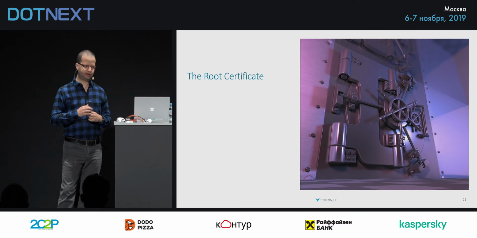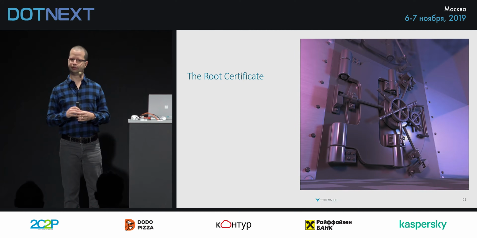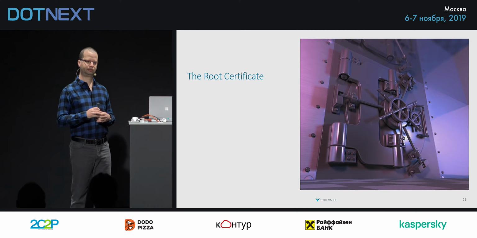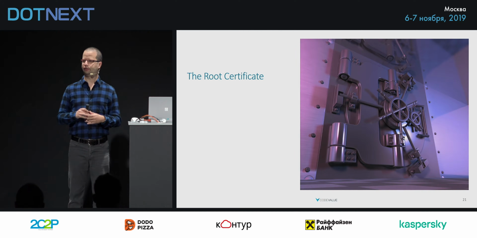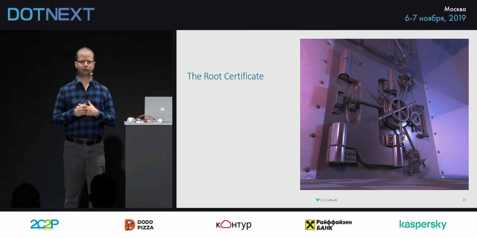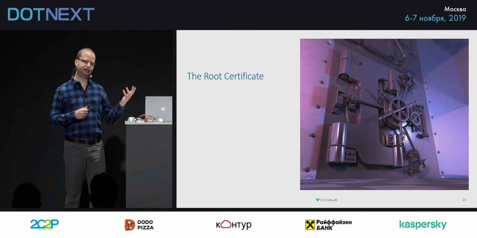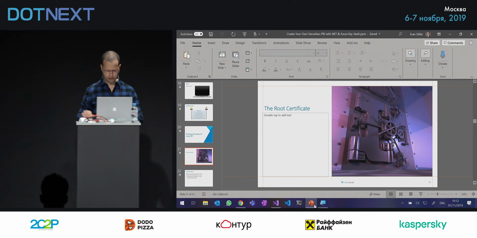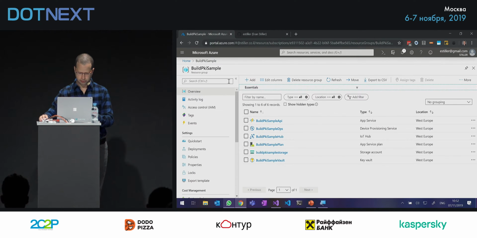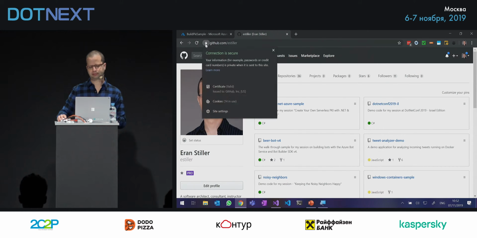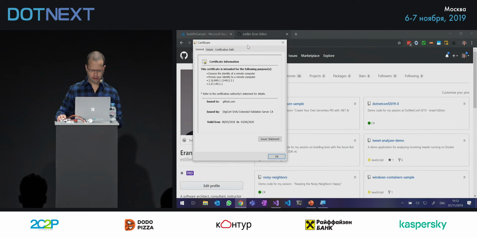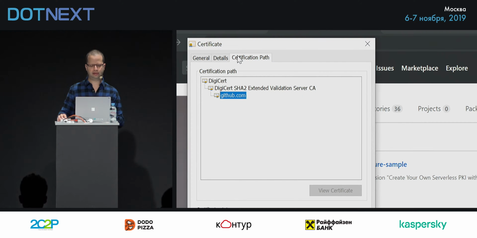The first thing that we need to consider when we build our certificate authority is the root certificate. The root certificate is the certificate which belongs to the certificate authority, and the certificate authority uses this root certificate to sign the certificates it issues. So if I looked at the GitHub certificate, for example, if I go back to GitHub, click the lock icon, go to certificate, and I go to certification path, I can see it is actually signed by other certificates.